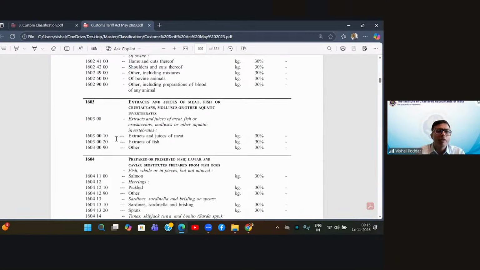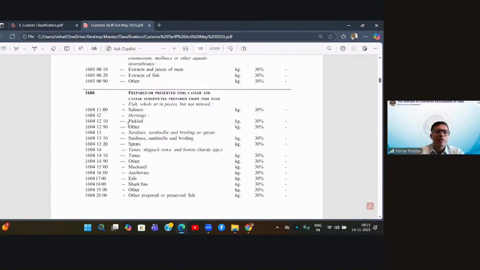Similarly, where you have triple dashes, what do triple dashes represent? That again they are a subpart of their preceding heading. So where a triple dash is preceded by this, it means it is a subpart of this. Where a triple dash is preceded by this two dash, it is a subpart of this. So it is herrings, pickled, others. Then sardines, and in that, the triple dashes are sardines, sardinella, brisling or sprats. So this is how dashes are used.